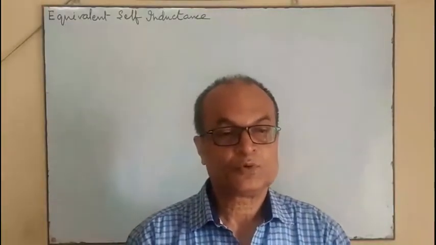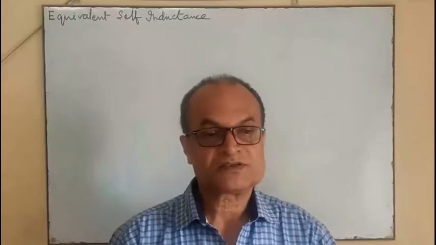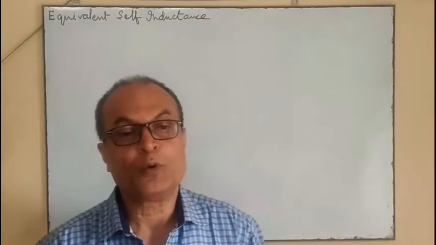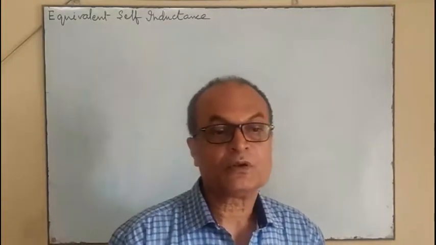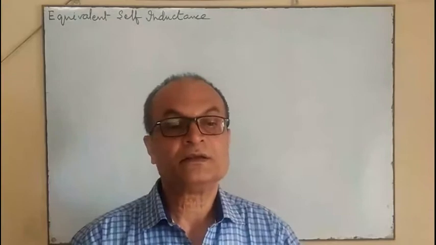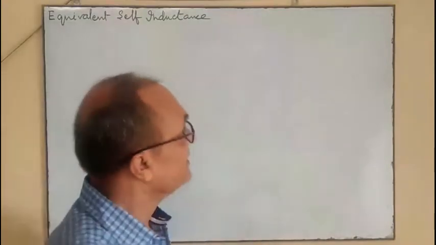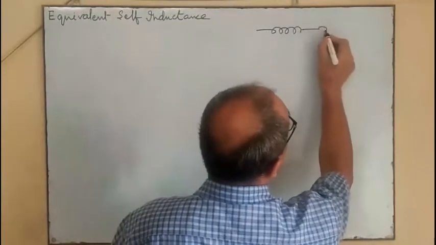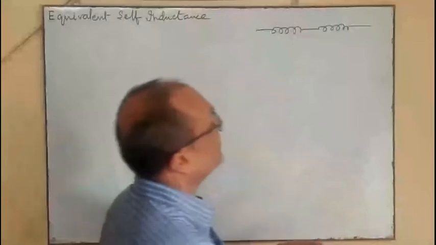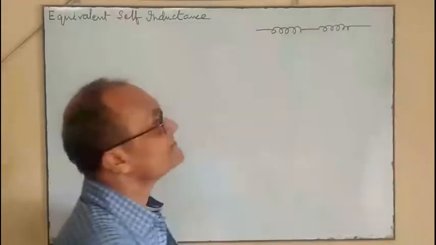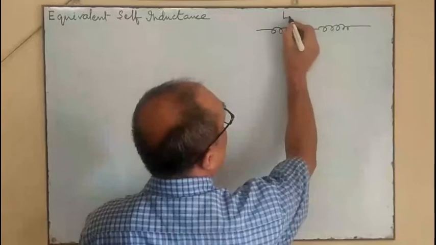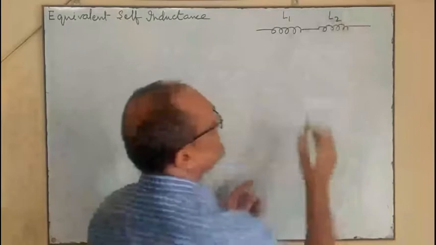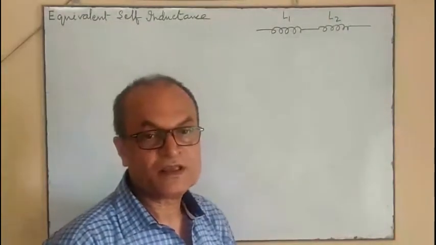Welcome back. Today we are going to start equivalent self-inductance of a group of coils. First of all, when coils are connected in series. So here are two coils. We have here the two inductors. Its self-inductance is L1 and its self-inductance is L2.